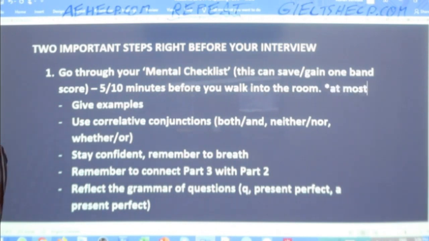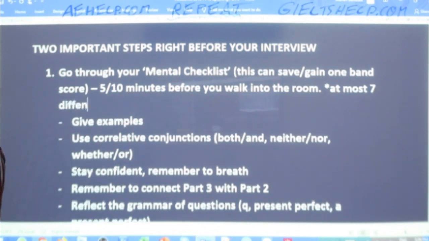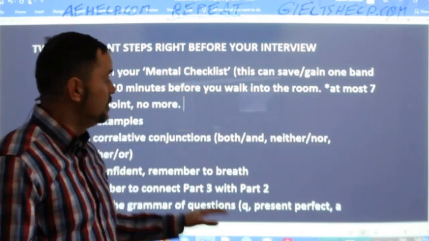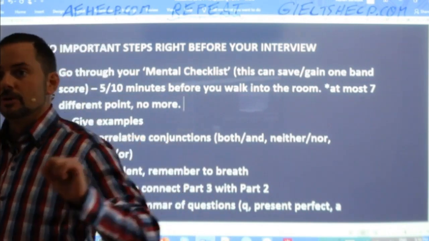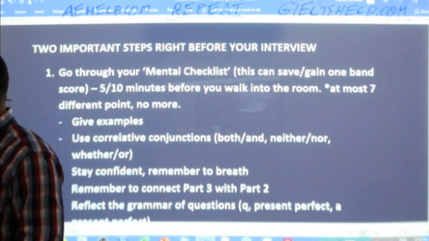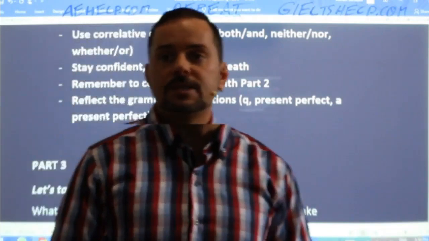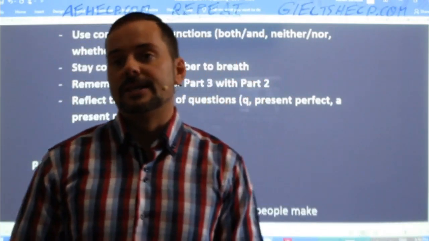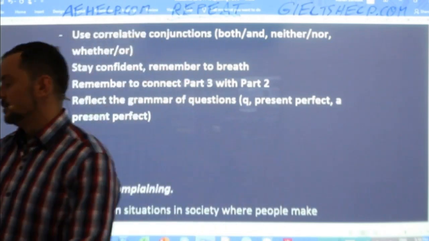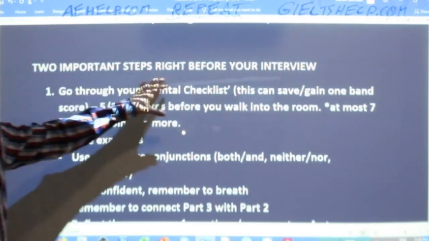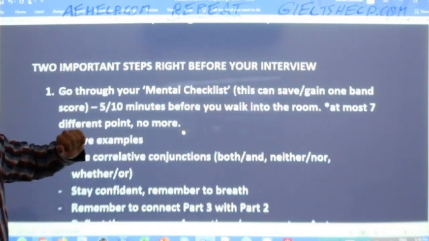So at most 7 different points, no more, okay? Don't put down like 20 points. That's not good, all right? Just the main ones that are important for you, okay? Yes, eye contact is important, and if you have difficulty keeping eye contact in your conversations, then maybe write down make eye contact, okay? All right, so that's one really important step right before your official IELTS interview: have your mental checklist.